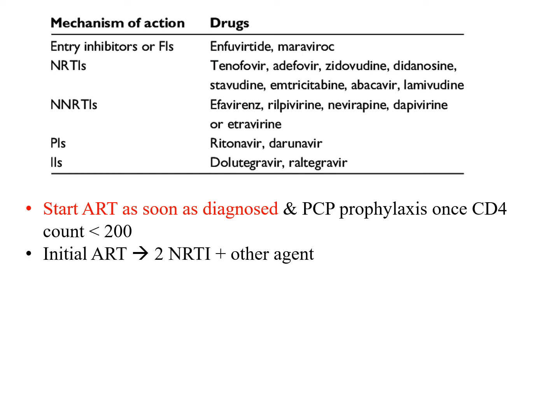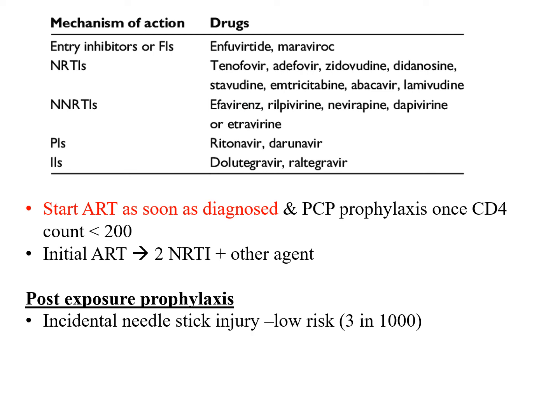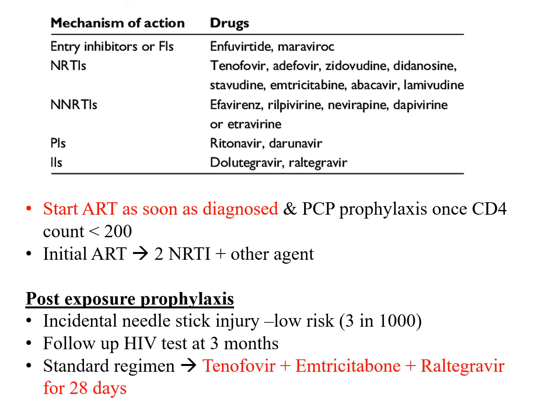Normally, ART is a combination of 3 drugs, usually 2 NRTIs and another agent either from the protease inhibitor group or an NNRTI group. What about post-exposure prophylaxis? It is given for incidental needle-stick injury for a healthcare worker. Although the risk is quite low, like 3 in 1000, we need to start them on a group of ART along with a follow-up HIV test at 3 months. The standard regimen is again a combination of 2 NRTIs, that is tenofovir and emtricitabine, along with integrase inhibitors such as raltegravir for about 28 days.